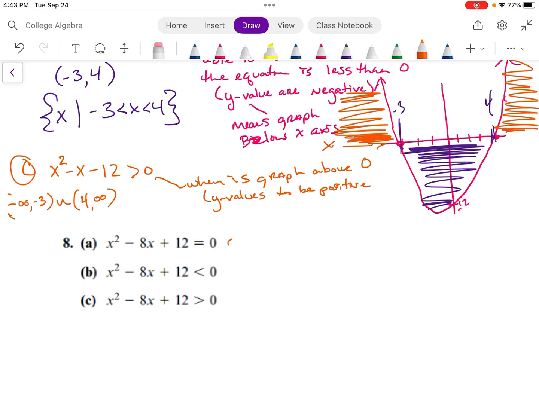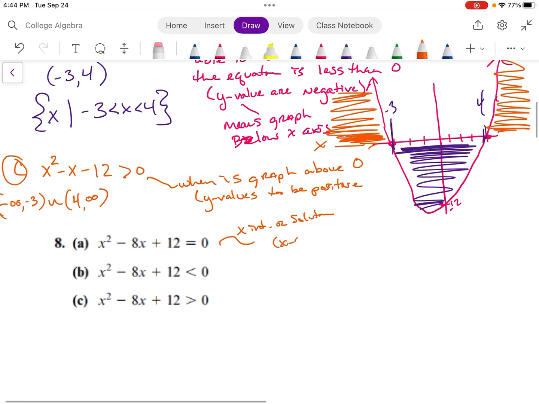So the first one, we've got to solve for the x-intercepts. These give us our x-intercepts or our solutions. So let's see, that factors into x minus 6 times x minus 2. Set each piece equal to 0: x minus 6 equals 0, x minus 2 equals 0. Using the ZPP, that gives me x equals 6, x equals 2. So those are my 2 solutions. Those are my x-intercepts, 2 and 6.